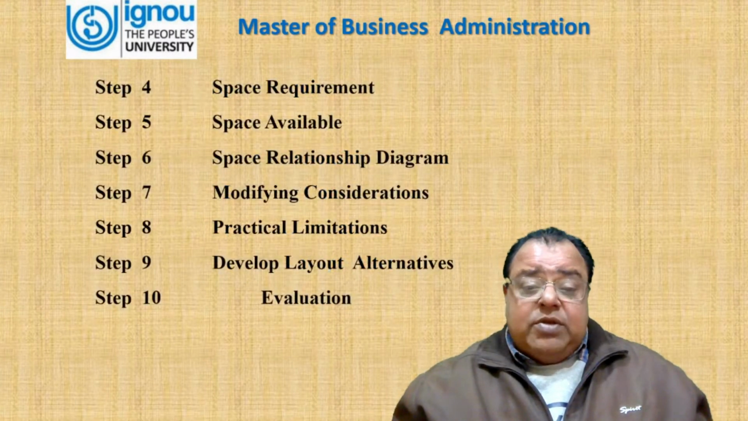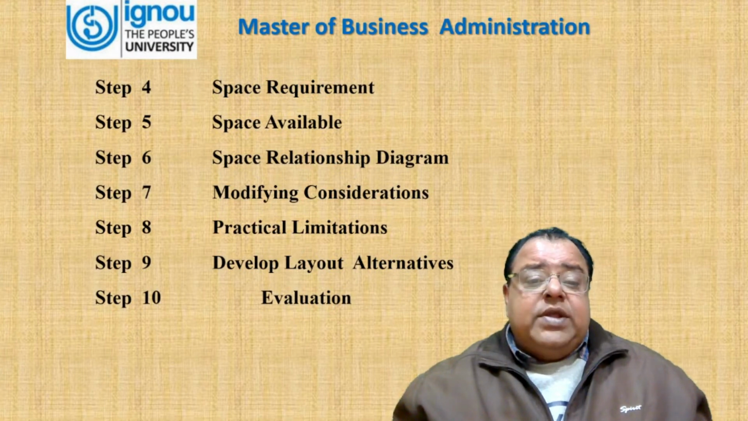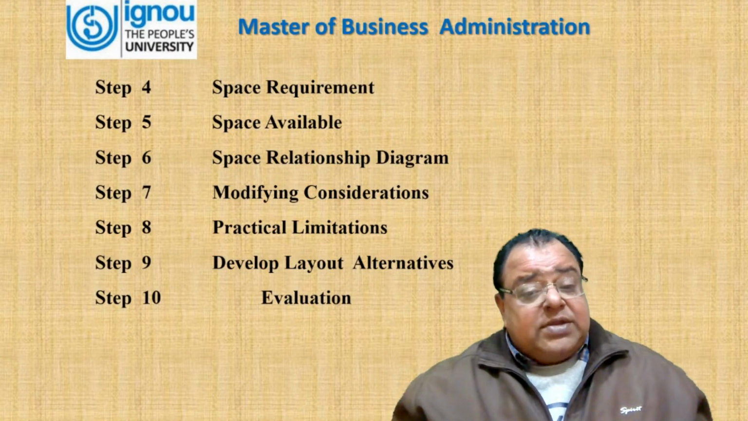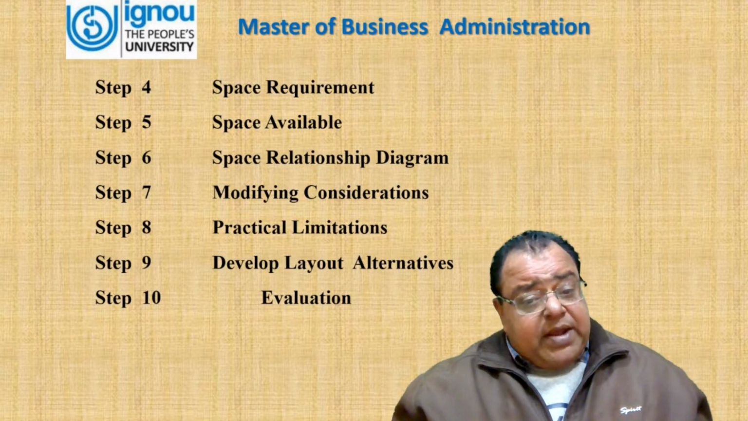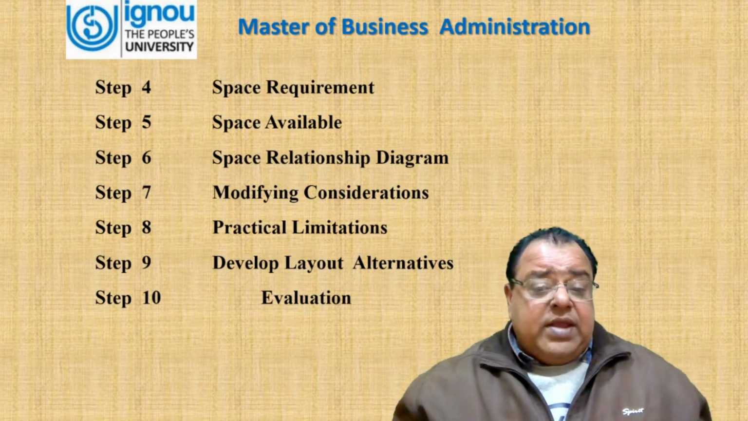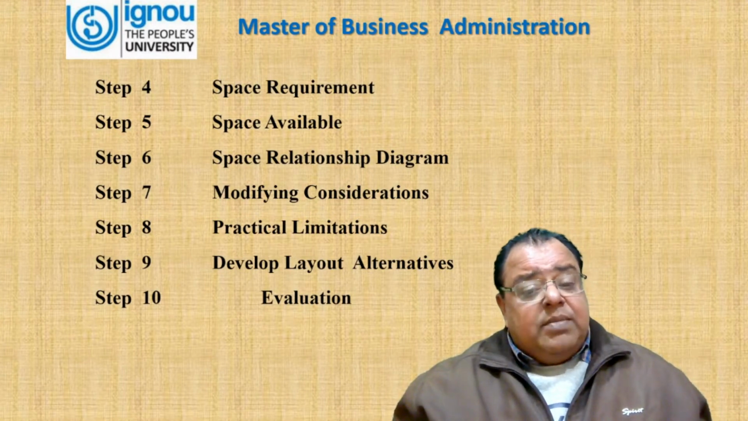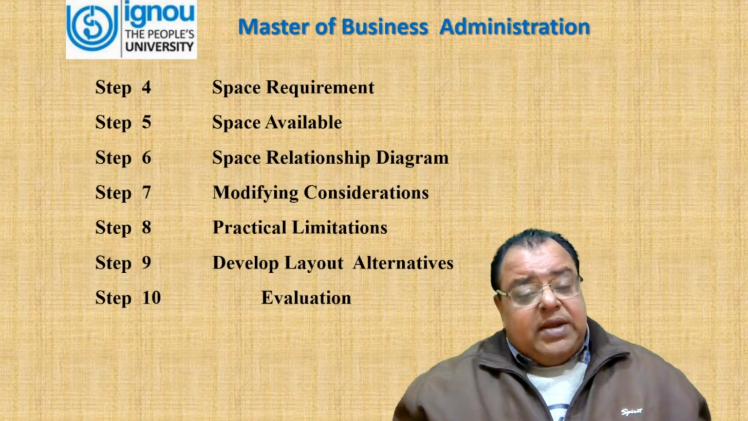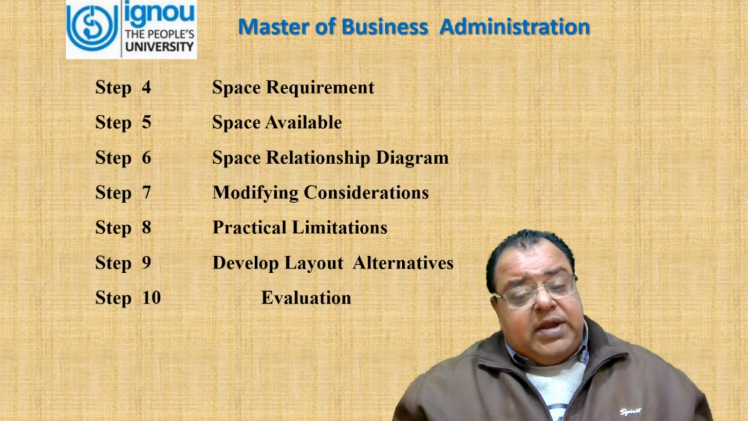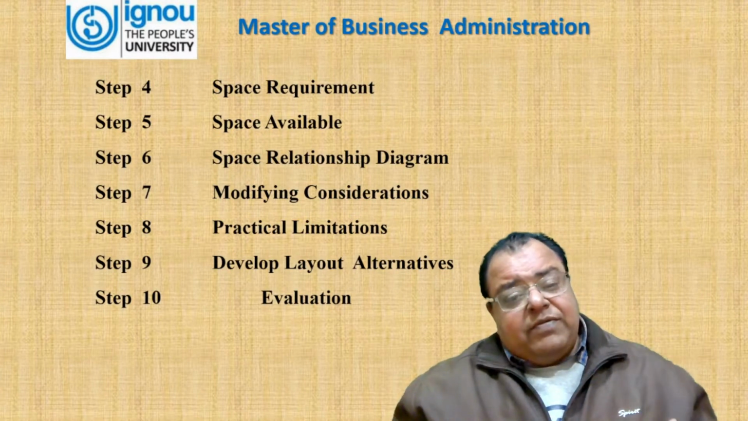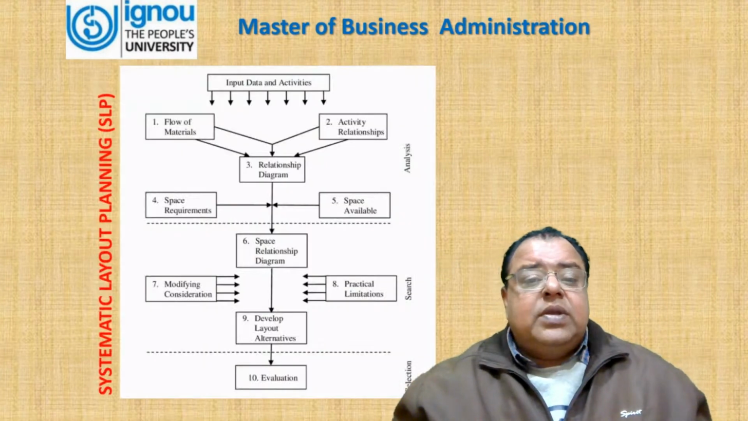Step 4 is space requirement. 5. Space available. 6. Space relationship diagram. 7. Modifying considerations. 8. Practical limitations. 9. Develop layout alternatives. And step 10 is evaluation of what we have found.